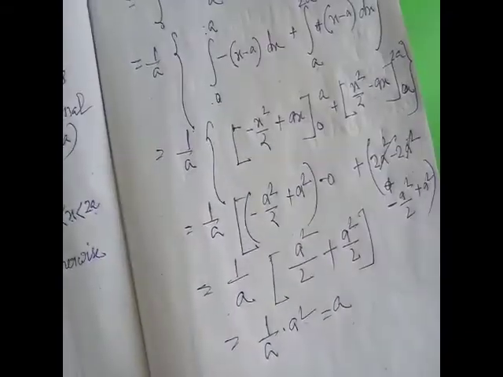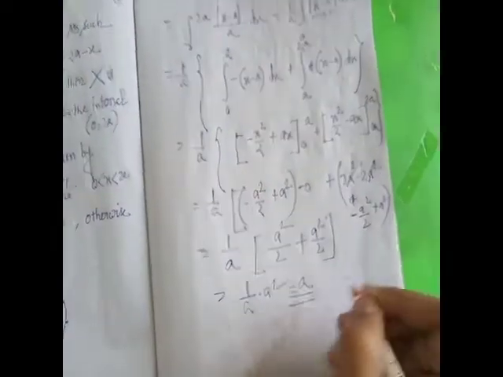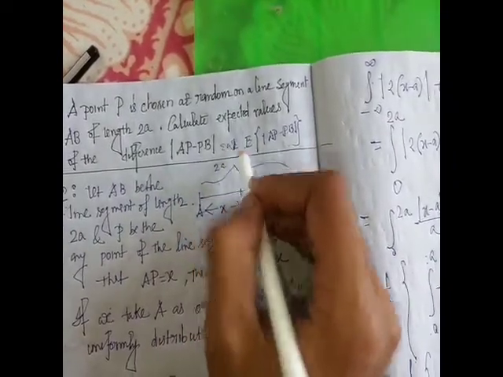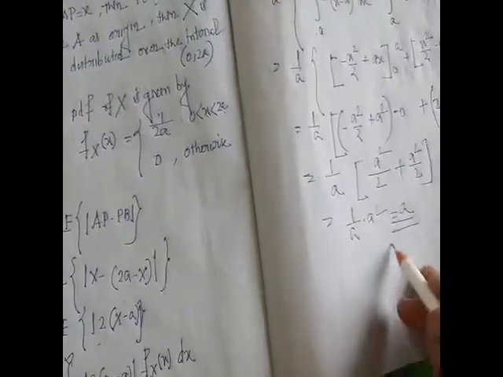So this is the required result. The expectation of mod of AP minus PB equals a.